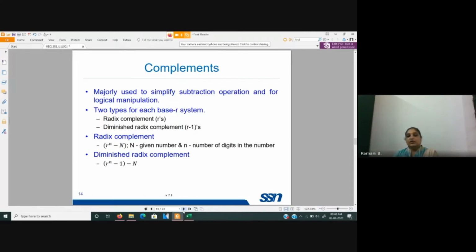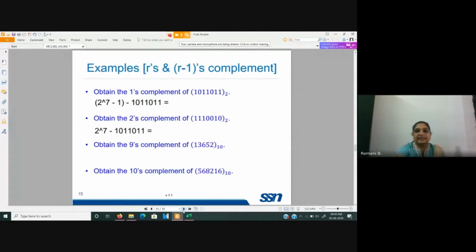Okay? So how we find the radix complement is R^n minus N, where N is the given number for which you are finding the complement, and small n corresponds to the number of digits in that number. And the diminished radix complement is R^n minus 1 minus N. That is, whatever value you get in radix complement, minus 1 gives you the diminished radix complement, or you can say it otherwise also: adding a 1 to the diminished radix complement will give me the radix complement.